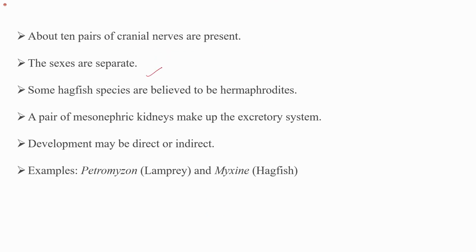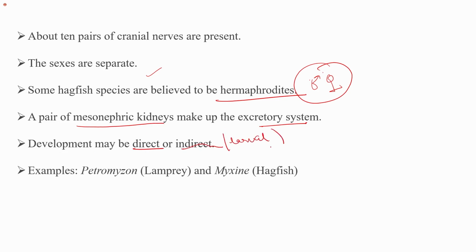Sexes are separate. However, some hagfish are believed to be hermaphrodites, that is, they have both male and female within the same organism. A pair of mesonephric kidneys make up the excretory system. Development may be direct without any larval stage or indirect, that is, with the larval stage. Examples include Petromyzon, which is the lamprey, and Myxine, which is the hagfish.